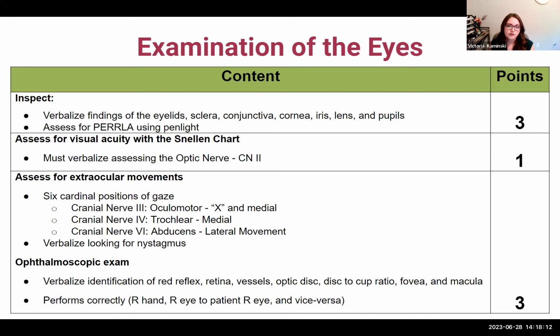Again, that is in week 4 of your reading, so you'll get to that shortly, but you are going to use your ophthalmoscope and have one of those given to you as part of your skills equipment. You're going to perform that correctly, so you're going to hold the ophthalmoscope with your right hand when looking at the patient's right eye and using your right eye, and vice versa.